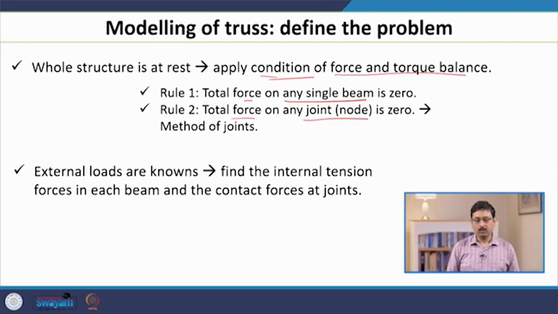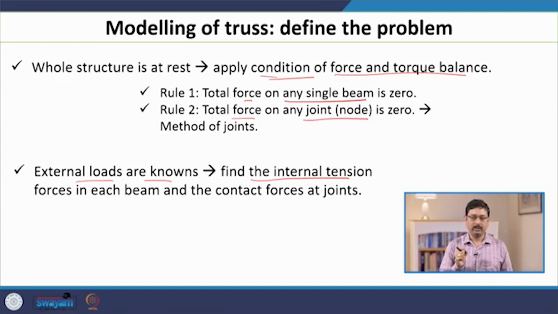Now, in this kind of problem, you should be very clear about what is given, what is known, and what is unknown. Usually in these problems, the external loads are known. So, you are going to design some structure which can operate within a given load, and then the structure responds by generating tension forces along the beams. These internal tensions are essentially the contact forces at the joints, at the support, and these forces are unknown.